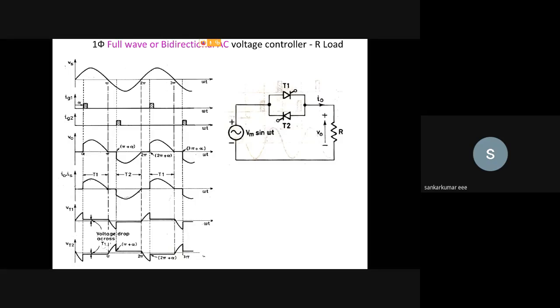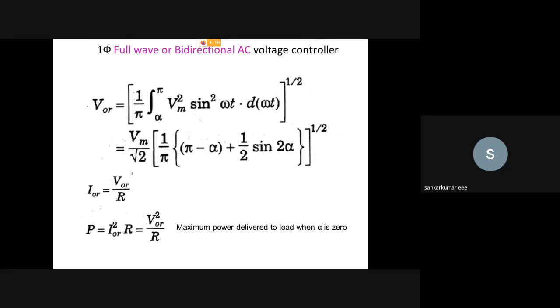Since it is a half wave symmetrical waveform, we can take the total period as a half cycle. So here we have taken the period as pi, which is the time period for the half cycle, and the waveform nature will be Vm sin omega t.